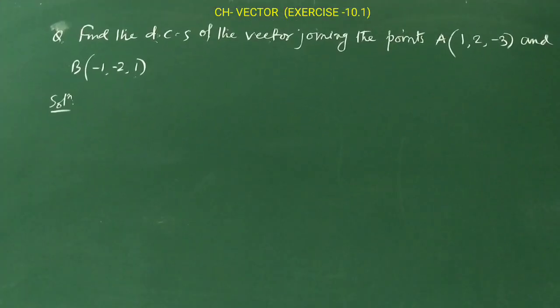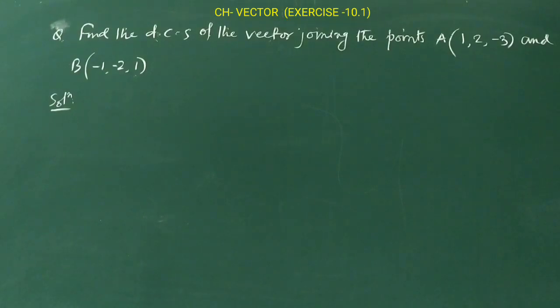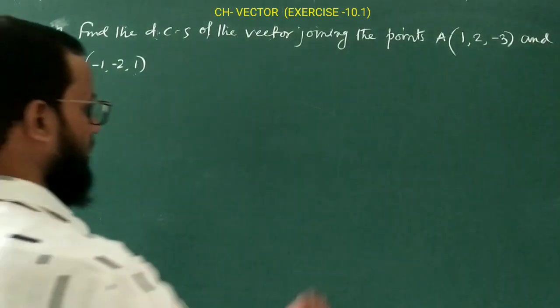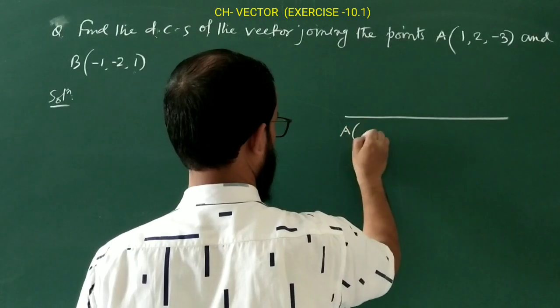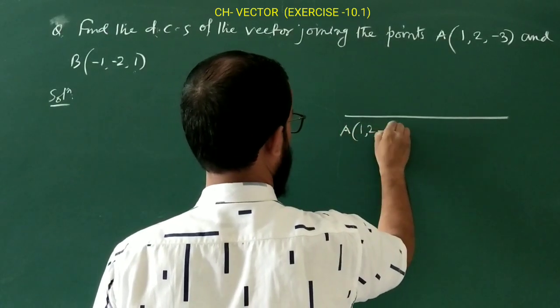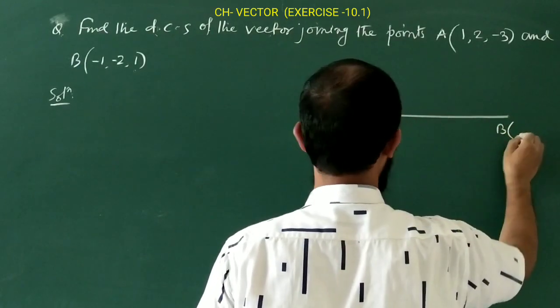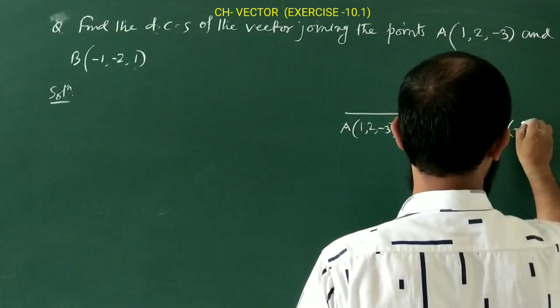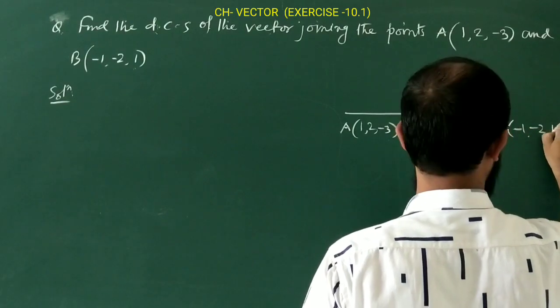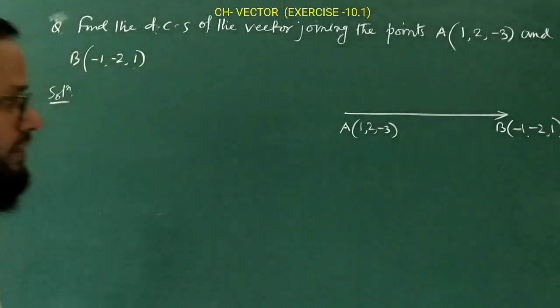This is the second question. Second question is: find the direction cosines of the vector joining the points A with coordinates 1, 2, minus 3 and B with coordinates minus 1, minus 2, 1. The coordinates of the two points are given. This is your vector. You have to find the direction cosines. The end points are given.